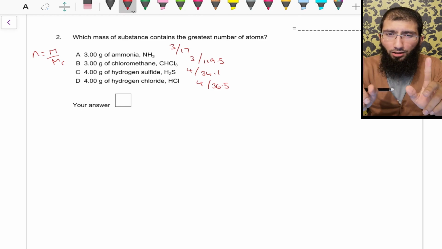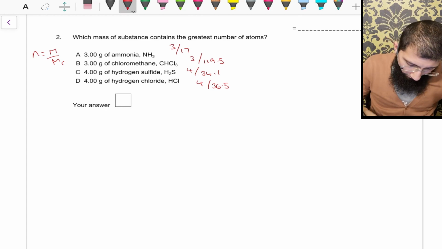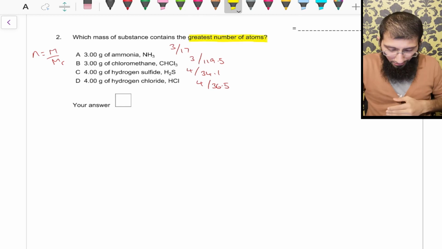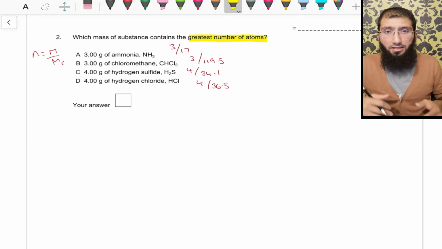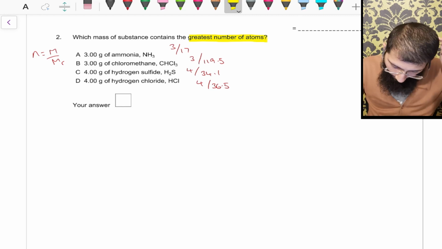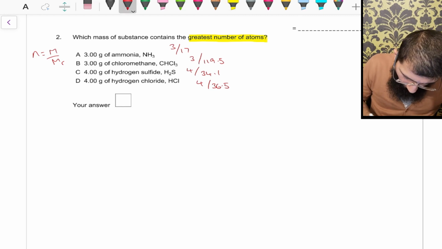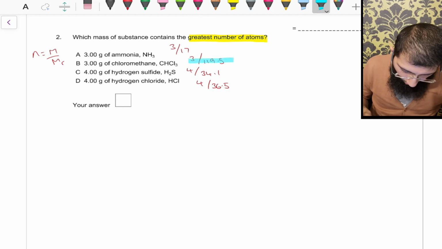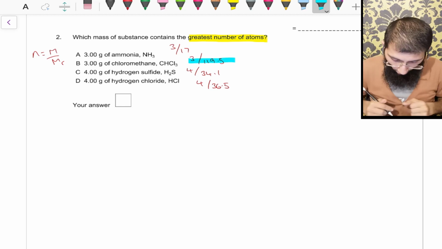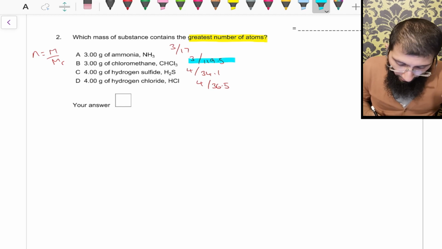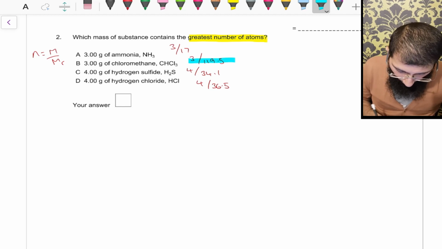However, it's 1 mark, so I want to spend as minimal time as possible. So I'm going to identify these. Now, from these, the question is asking me which will contain the greatest number of atoms, meaning we need to identify, seeing as each one of these is ultimately going to be multiplied by Avogadro's constant, we want the largest fraction. So just by identifying this, we can rule out that 3 divided by 119.5 is quite a large fraction. It's not, sorry, I beg your pardon, it's going to be quite a small fraction, so it's not going to be that. In the same way, 4 divided by 36.5 is going to be smaller than 4 divided by 34.1, so it's not going to be that.